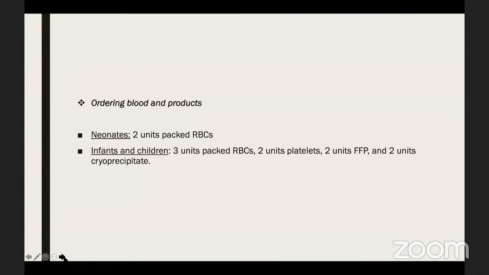Then the few days before the surgery, we have to order blood and products. In neonates, we usually order 2 units of packed RBCs. In infants and children, usually 2 to 3 units of packed RBCs, 2 units of platelets, 2 units of FFP, and 2 units of cryoprecipitate.